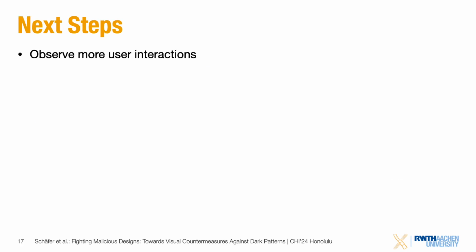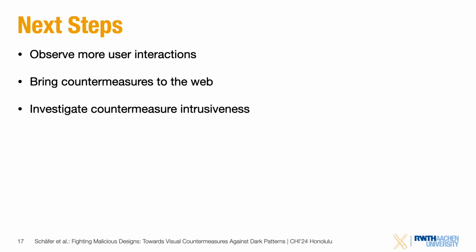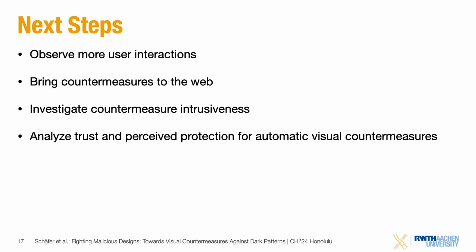Next steps include observing more user interactions, as we could only investigate 20 participants in our study. Additionally, we want to implement our countermeasures in the web and investigate how intrusive countermeasures can actually be. Lastly, we are interested in analyzing trust and perceived protection for automatic visual countermeasures.